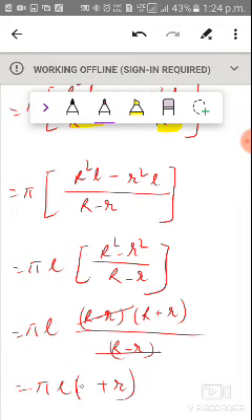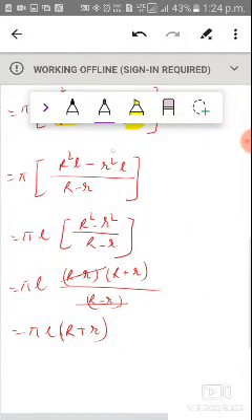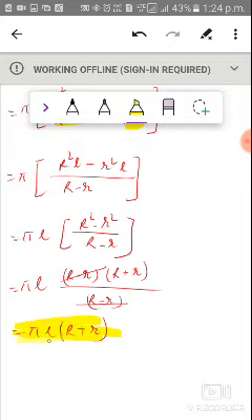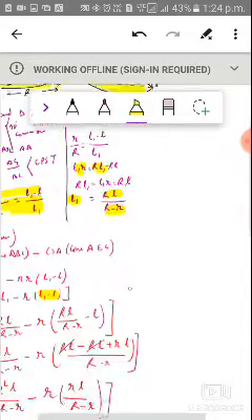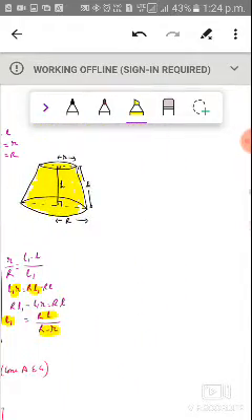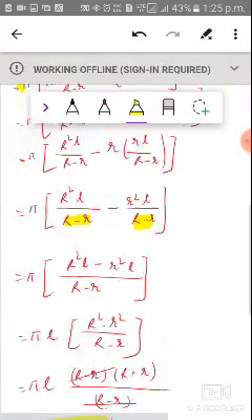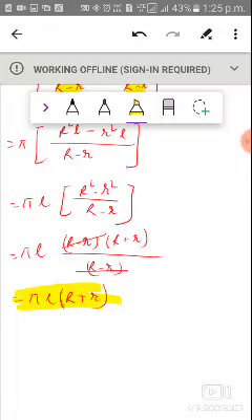CSA of frustum. So this is the CSA of the frustum, where L is the slant height of the frustum. You can see L is the slant height. Small r and capital R are the radii of the two bases, the small base having radius small r and the capital base having radius capital R. So this is the CSA of the frustum.